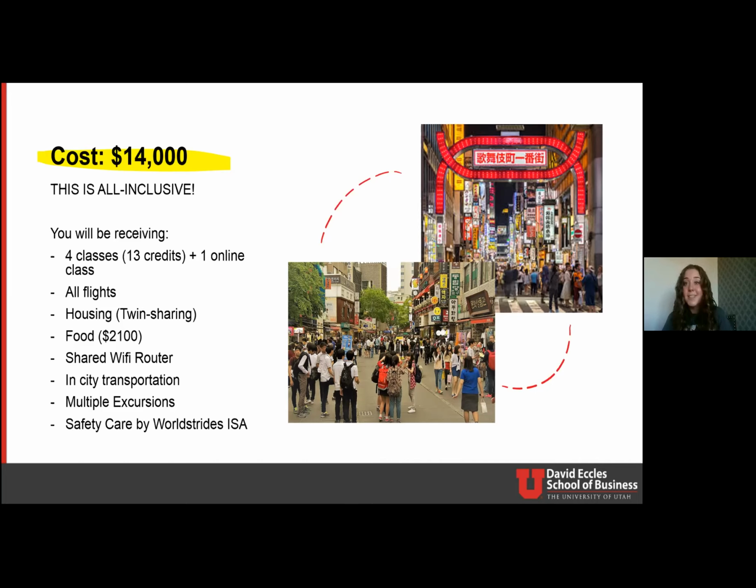You will receive a food stipend, which is important, so you can eat all the delicious street food I just talked about. You will gain a shared Wi-Fi router, which is again super useful when you're traveling out of the country. Seoul, Korea actually has some of the fastest Wi-Fi in the world, which I thought was a really interesting fact. Again, you'll be getting in-city transportation, multiple excursions, and finally, all of your medical and safety care will be provided by WorldStrides, just in case something were to happen.